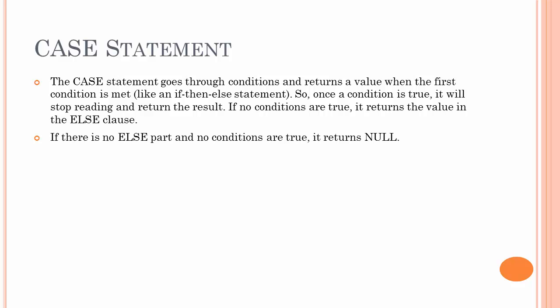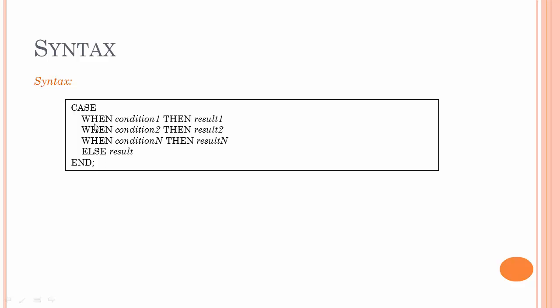Alright, now let's check the syntax of case statement. So here we have the syntax: case, then when condition 1, then result 1, when condition 2, then result 2. So inside the case we can write n number of when and then. And after the when and then we will write else, result, and then end of case. So if no condition is matched, it will go in else part.